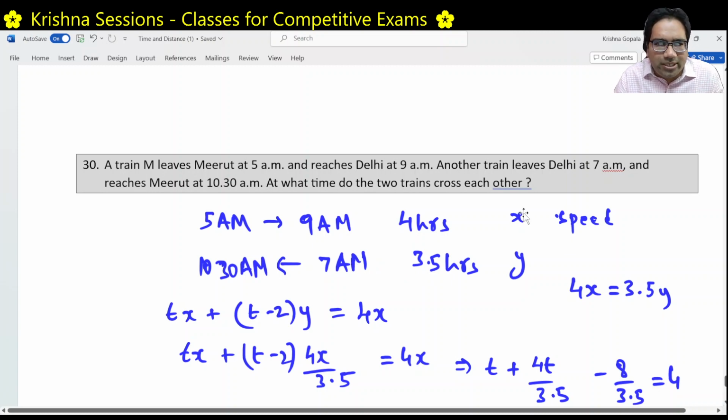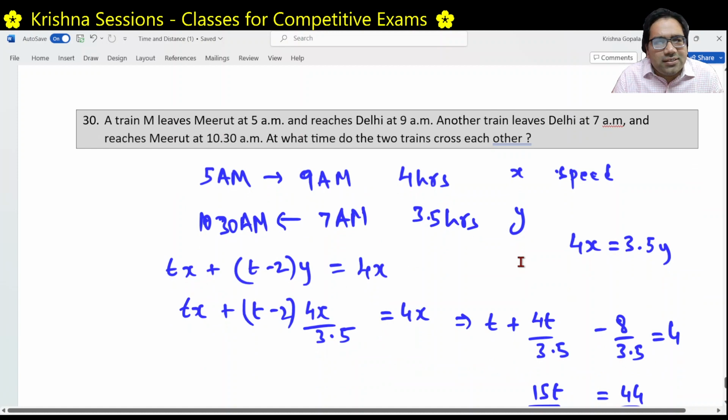We don't know what their speeds are. We don't know what their distance is either. Doesn't matter. Let's assume the speed of the first train is x, and the speed of the second train is y. Obviously, y should be greater than x. Now, what does that mean? This is x, this is y. So, let's say at time t, they cross each other.